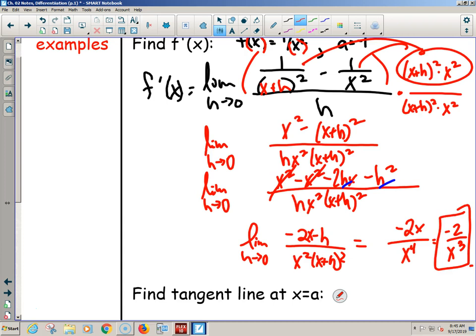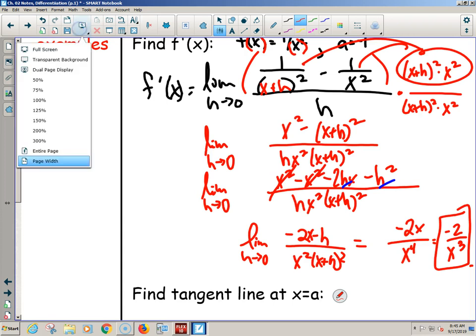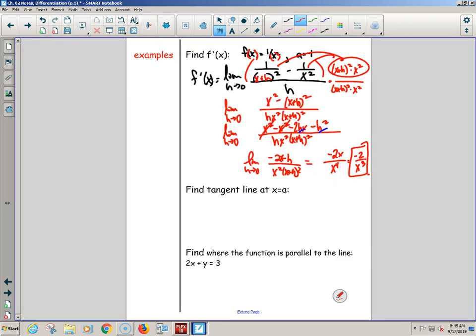Whew. I wonder if those of you who are budding power rulers could have taken this function, rewritten it just a little bit, and maybe gotten here. You should go straight a little bit quicker. Couldn't this have been x to the negative 2? Power rule.